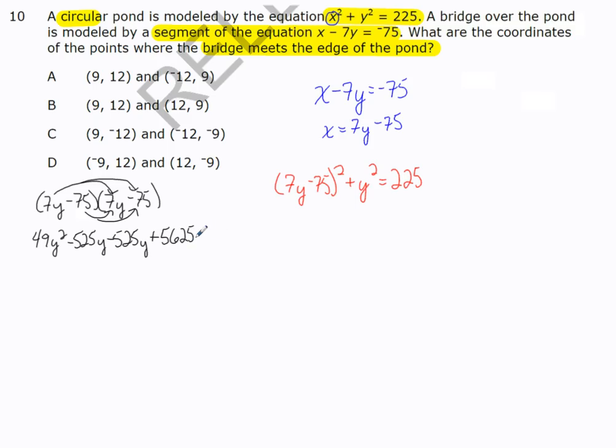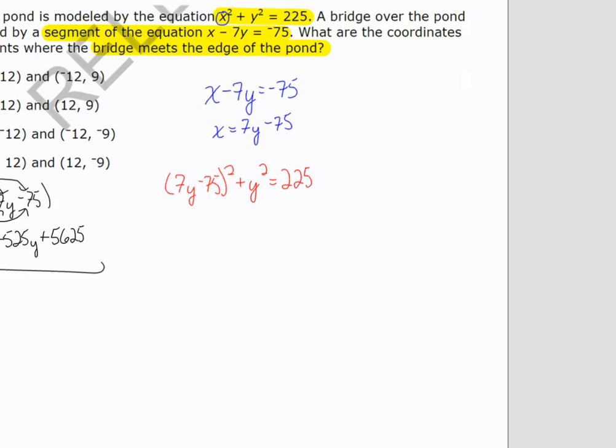Alright, so I'm going to take this and put it back into our equation, because all we were doing right there was simplifying this part. I'm going to combine like terms as well. Let me do that before I put it back in. So we got 49y squared. When I combine these two, I get minus 1,000.